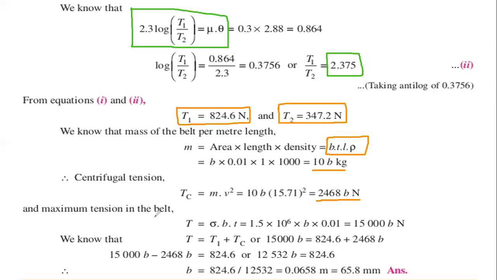Then the maximum tension in the belt is taken as T is equal to sigma into b into t. So this is the formula for maximum tension in the belt. Here we know the stress value, that is 1.5 into 10 power 6, and b is b, and thickness is 0.01. So in total we got 15,000 b newtons.